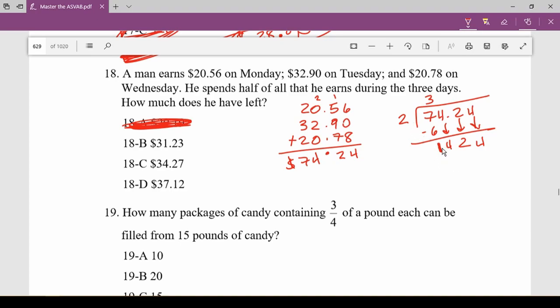2 goes into 14 7 times. 2 times 7 is 14. Subtract. 14 minus 14 is 0. So bring down this 2, bring down this 4. Again, keep your decimal in the same spot. 2 goes into 24 12 times. So we can see that this is going to be 37.12.